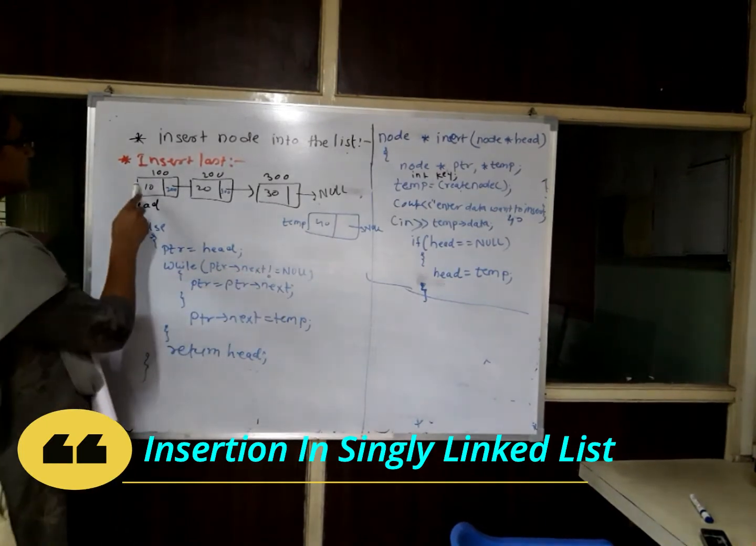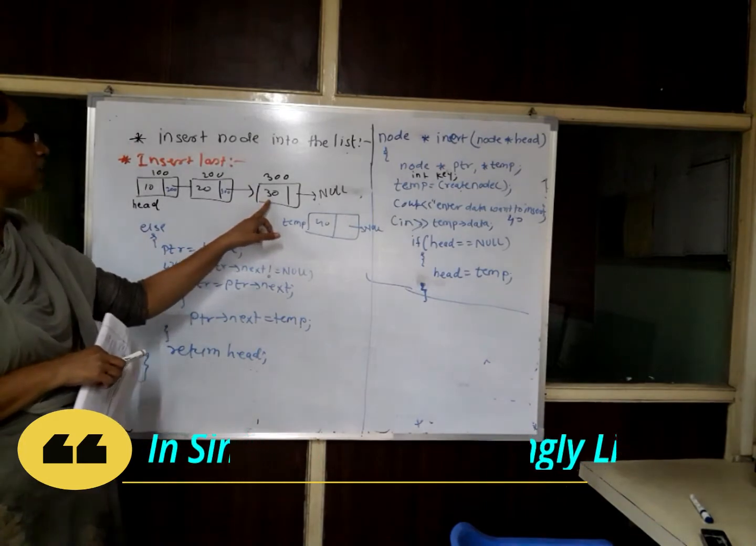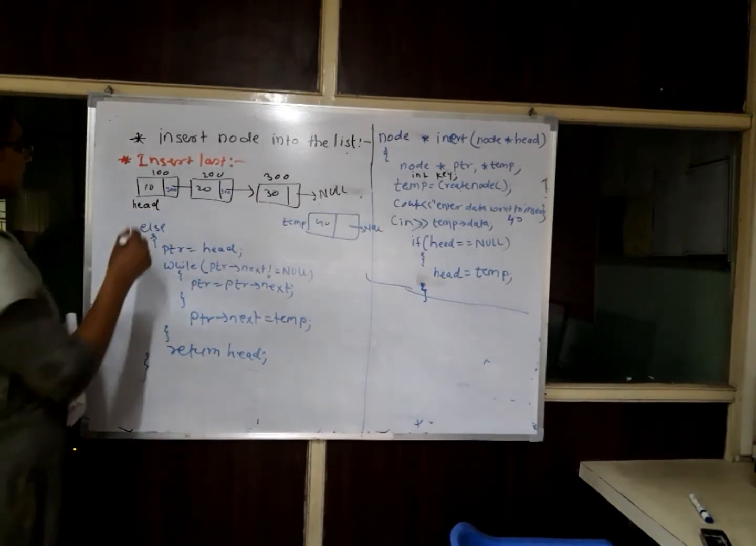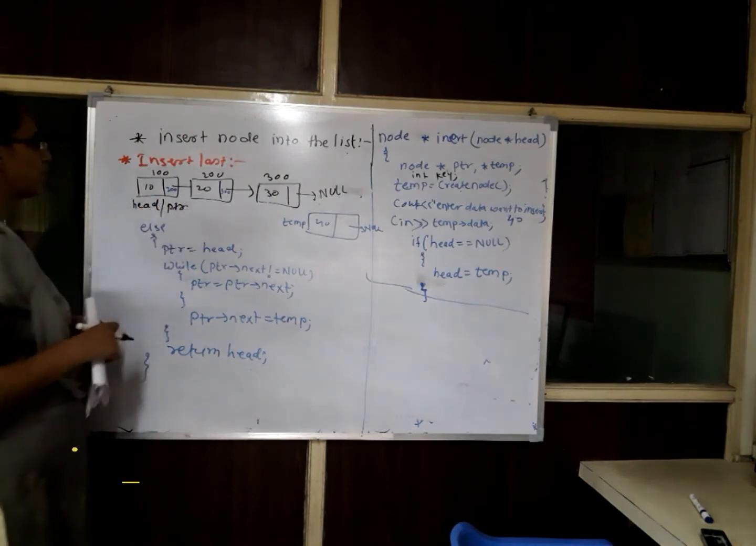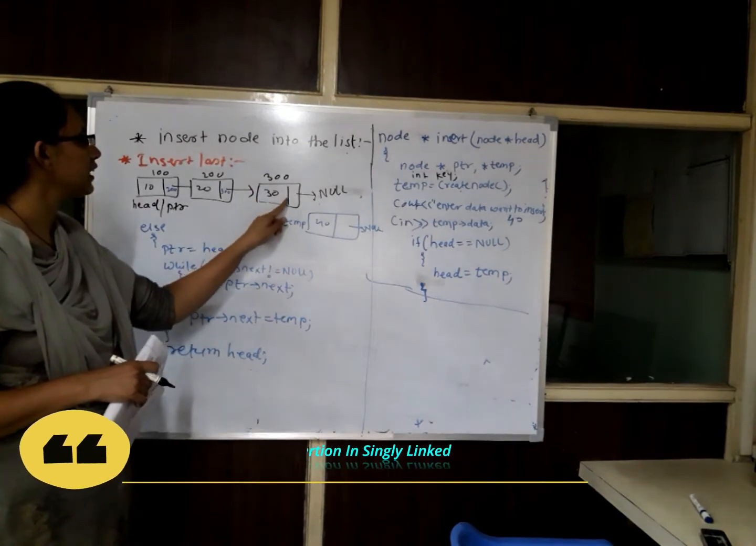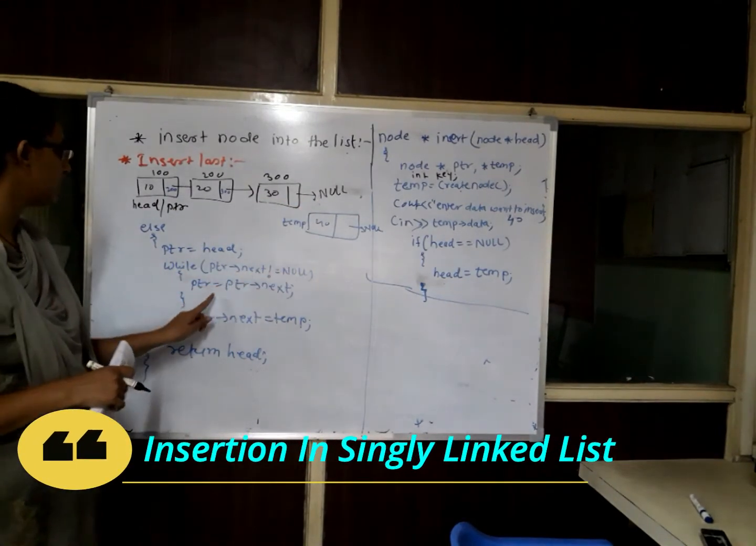Now we want to insert this node. What do we have to do? We have to start from here and reach the last node. So how is it possible? Just store the address of head into one variable called ptr and move this ptr until we get ptr next equal to null. See here, while ptr next is not equal to null, what do we have to do?